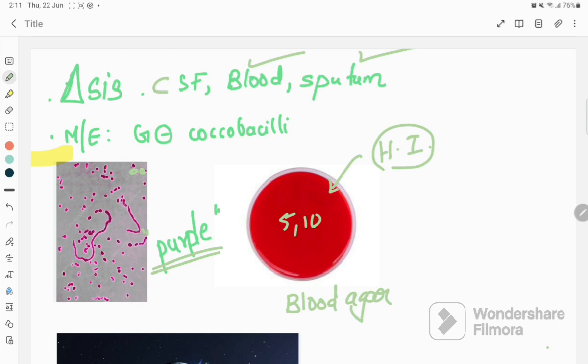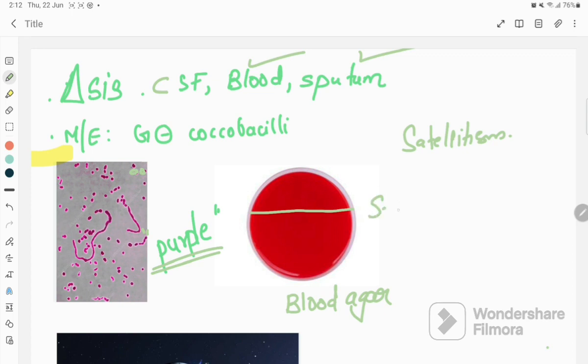Got it? Now what is the technique for it, guys? Here comes a famous technique. The phenomenon that we get at the end of the day is called satellitism. I'll tell you what it is, guys. We take the blood agar, and we draw a line of staph aureus. We have the staph aureus prepared in our lab. So we draw a line of staph aureus onto the blood agar.